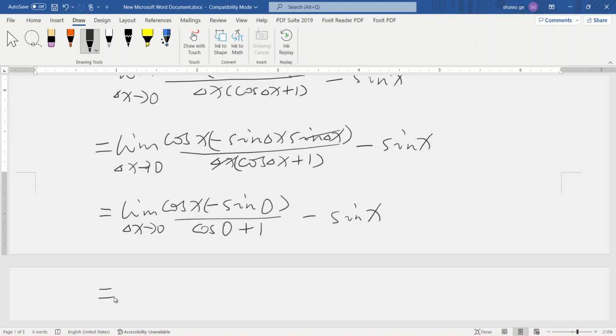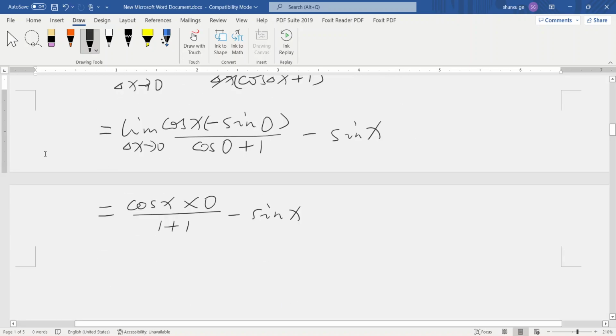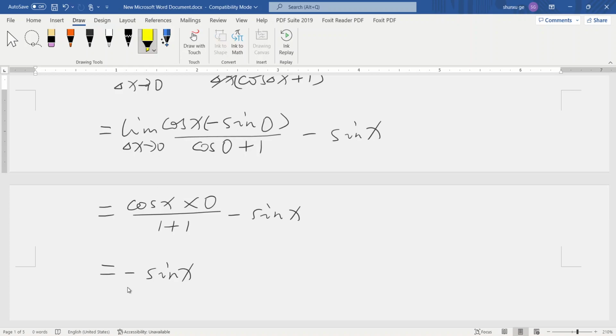Okay, so sine 0 is 0, and cosine 0 is 1, giving 1 plus 1. So finally, this is our solution.